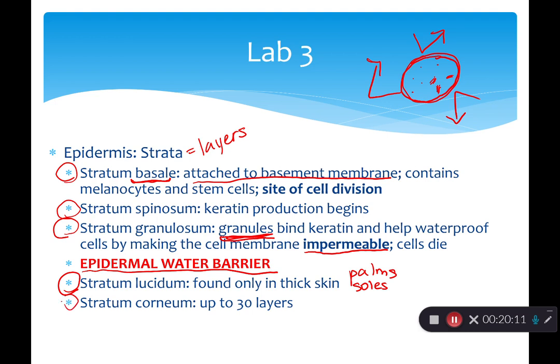And then the outermost layer is the stratum corneum. In thick skin, this is the thickest layer. In the rest of your skin, the stratum spinosum is the thickest layer. It can be between 2 and 10 layers of cells, while the stratum corneum can be up to 30 layers. This is the layer that you see when you look at your skin. And it's dead. These are both dead.